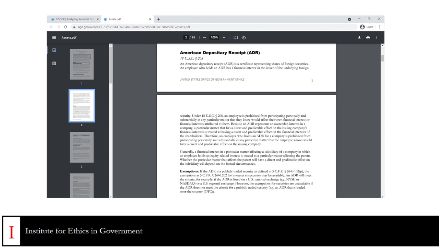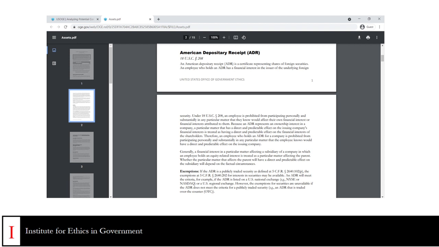So let's move on to the conflicts analysis and resolution. We can go to that same section and that same document and go to page 2 and look at the entry on American Depository Receipt. And again, we have some indication about how 18 U.S.C. Section 208, the Criminal Conflict of Interest Statute, treats American Depository Receipts.